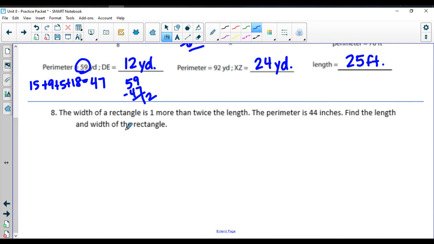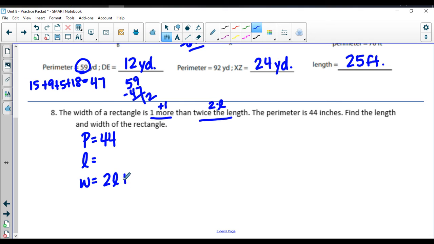Number 8, the width of a rectangle is 1 more than twice the length. The perimeter is 44 inches. Find the length and width of the rectangle. So this is like what we did in our notes. The perimeter is 44. We have length and we have width. It says the width is 1 more, so that would be plus 1, than twice the length. So twice tells us 2 times L.